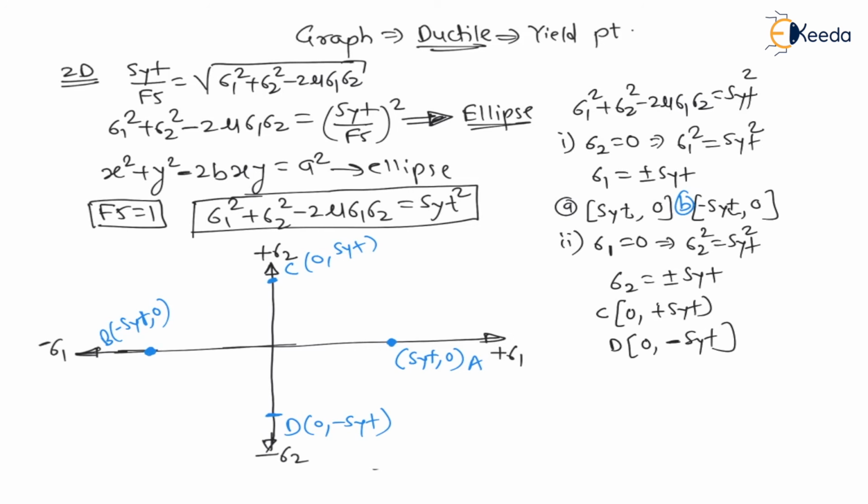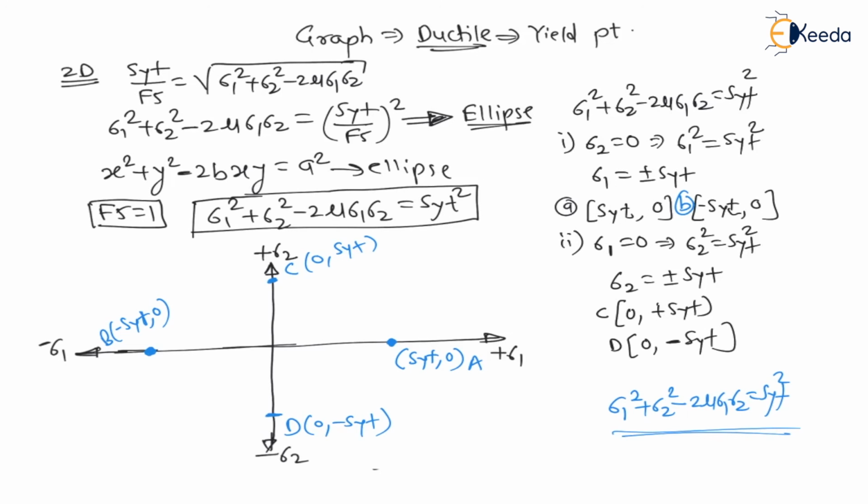Now between these 4 points there is an ellipse. Between these 4 points we have to draw the ellipse, with the equation sigma 1 square plus sigma 2 square minus 2 mu sigma 1 sigma 2 is equal to SYT square. The ellipse must satisfy this equation, considering factor of safety equal to 1.